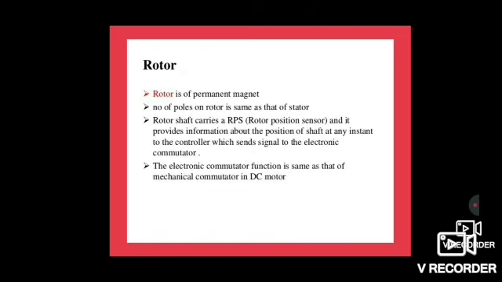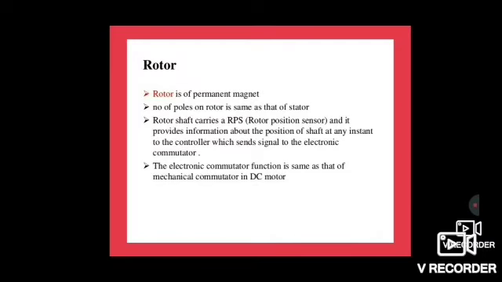Then we will see about the rotor. The rotor is a permanent magnet. The number of poles on the rotor is the same as that of the stator. The rotor shaft carries an RPS, that is rotor position sensor, and it provides information about the position of the shaft at any instant to the controller, which sends signals to the electronic commutator.